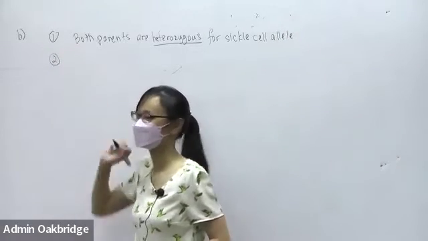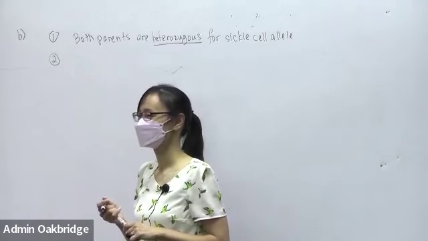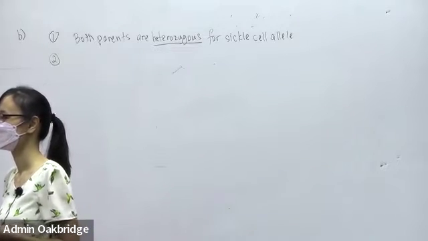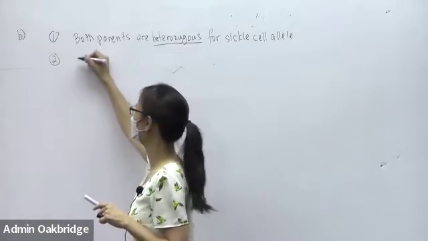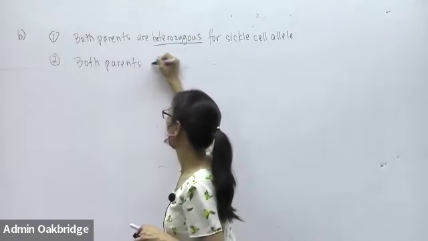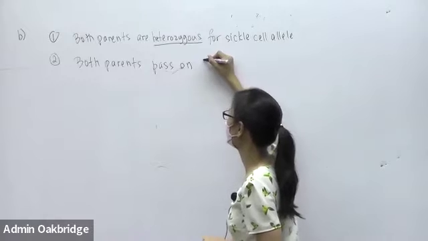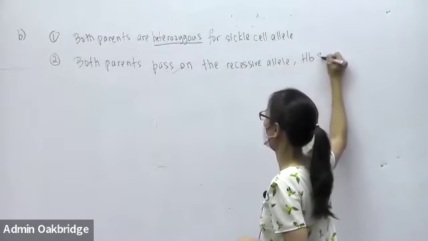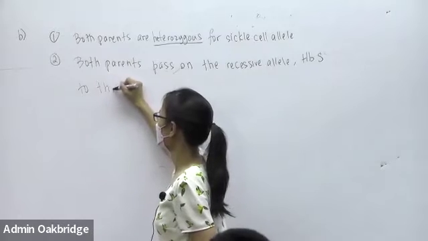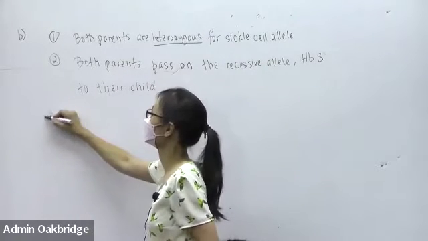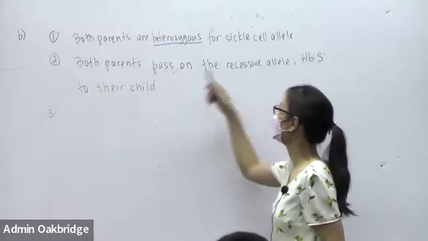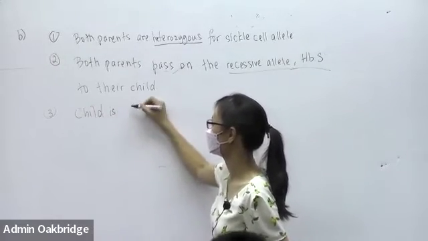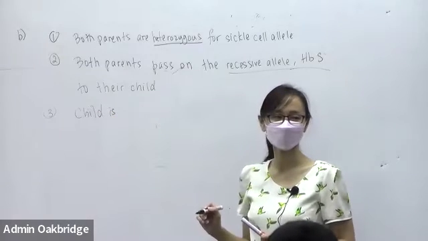Then what? Rianne, continue. Pass on. You want to say, right? Both parents pass down or pass on the recessive allele. Okay, if you know what the name of the recessive allele is, then you put here HBS to their child. So the child will inherit two. Or you could say this, the child inherits two recessive alleles. Okay, making the child what? Child is homozygous dominant, heterozygous, homozygous recessive. Which one is it?